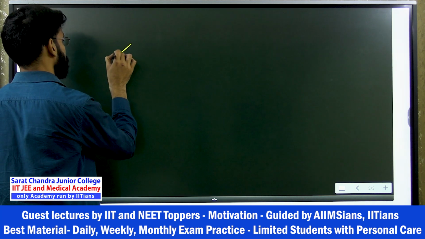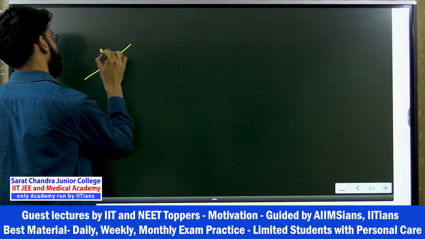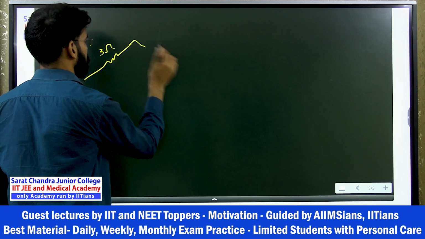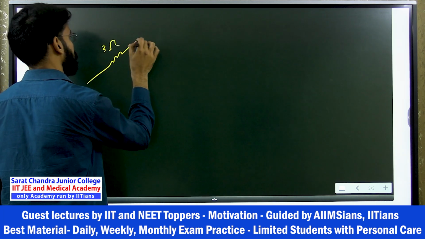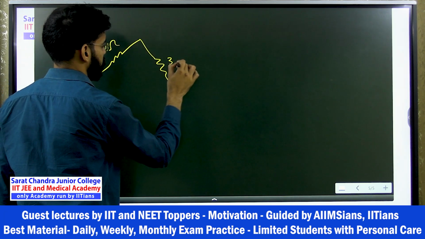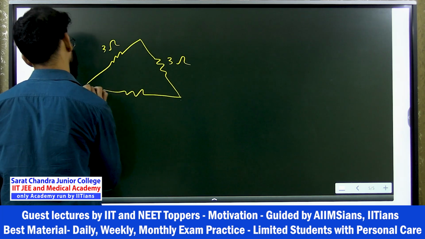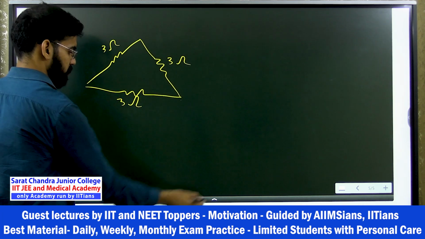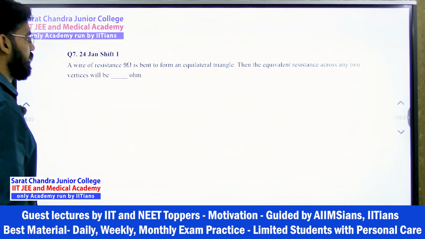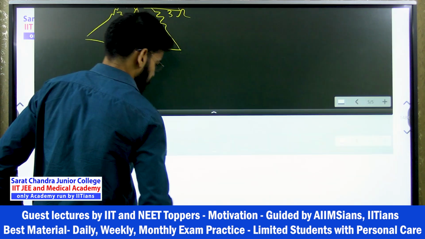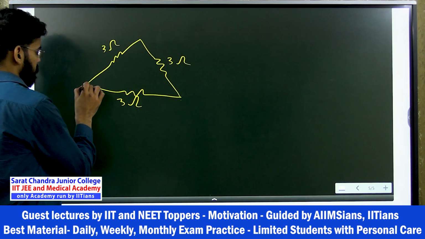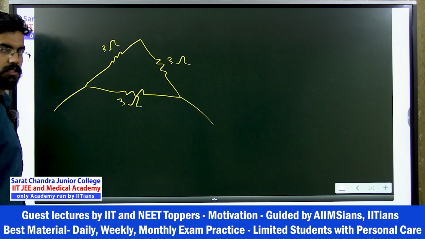So what we are saying is, in triangular form, if you take the length, then we can say resistance 3 ohm here, 3 ohm here, and here also 3 ohm. Like this it will come. Total is given 9 ohm, right? For total length. So this will be 3, 3, 3, an equilateral triangle, right? Now what he is asking is, between these two points, what is the equivalent resistance?